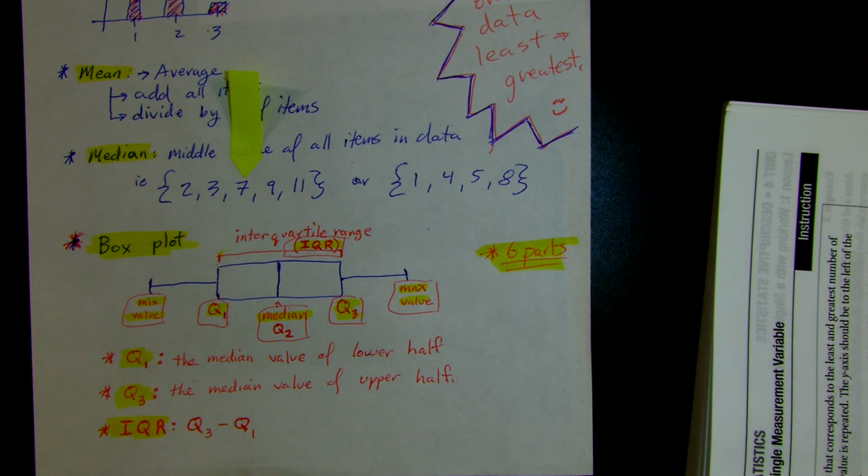Median, middle, medium, right? You get a medium pizza. Actually, that's not true because there's small, medium, large, extra large, double extra large. So don't use pizza as your example. But median means like the middle, like the median of a road. It's the middle of the road.